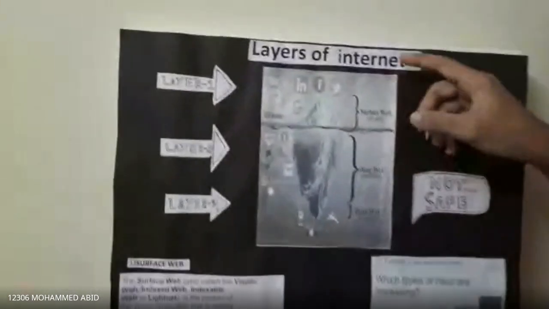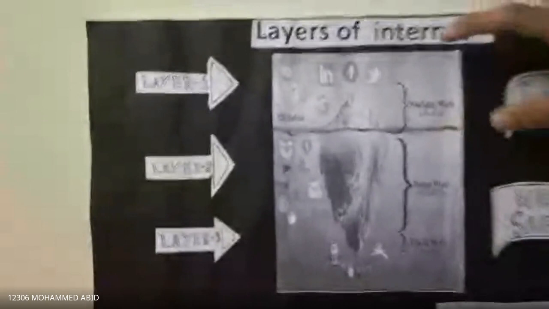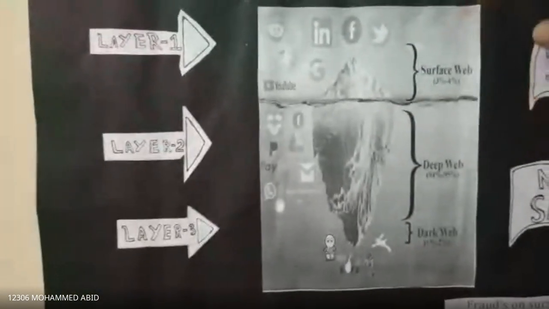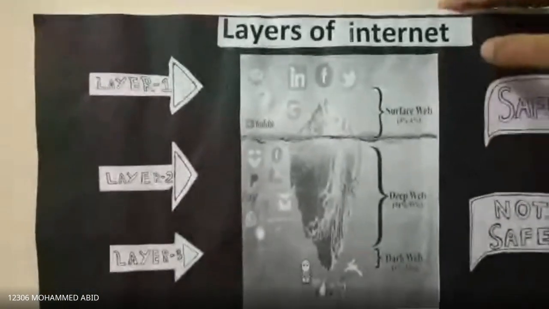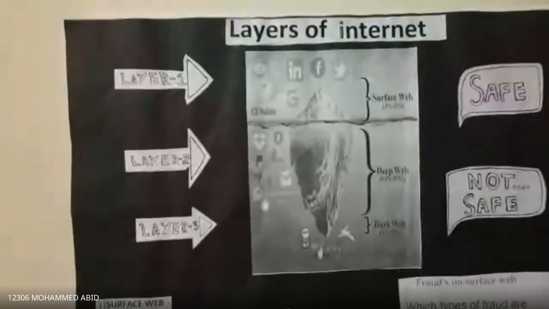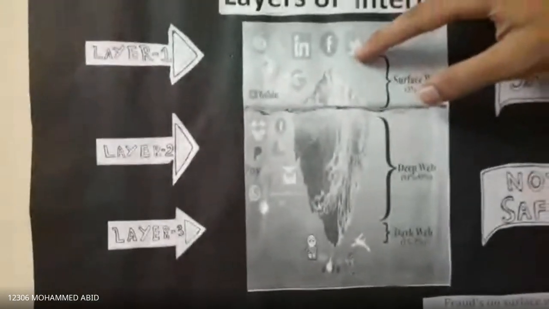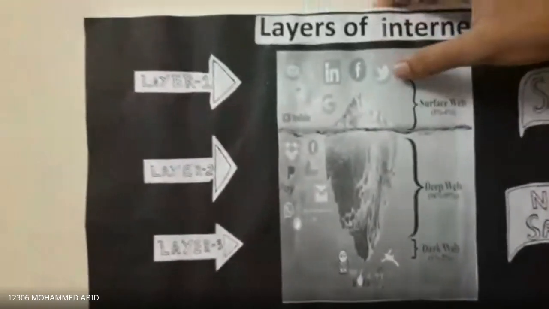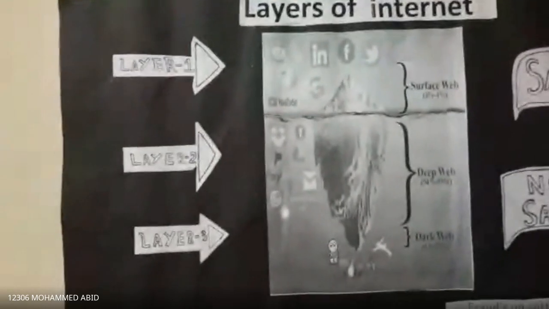From this diagram, you can see there are three layers of the internet. The first layer is called the surface web. Surface web covers 3 to 4% of the internet. So you can imagine that till now we are all using the surface web only. So how big can it be? Surface web covers Google, YouTube, and social media sites that are readily available for us.